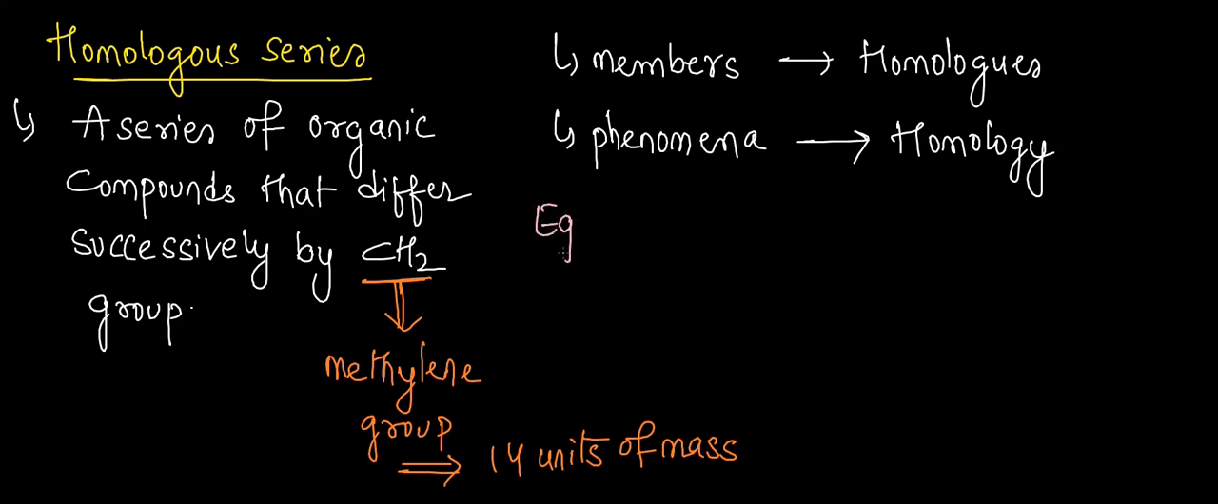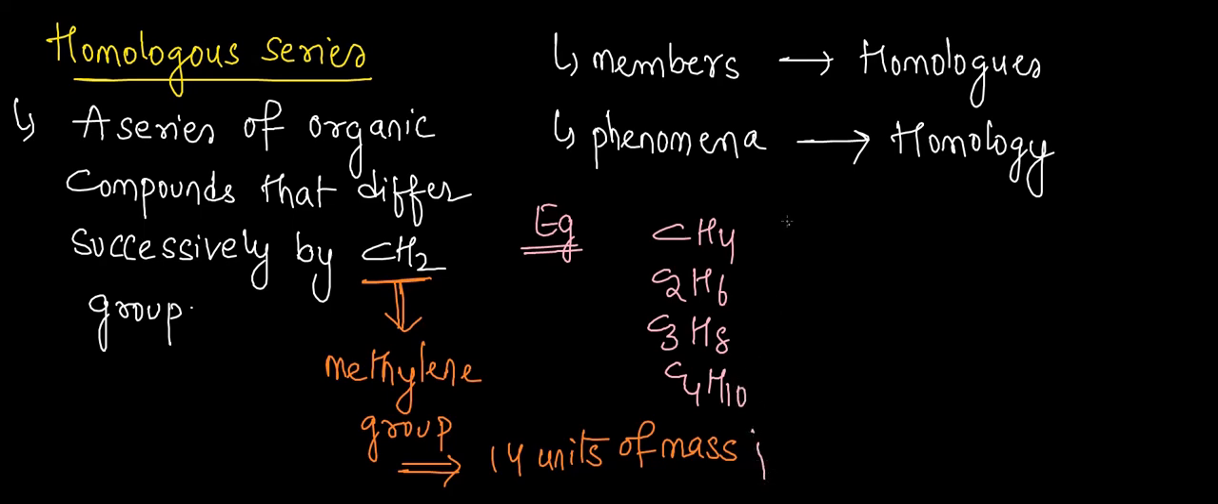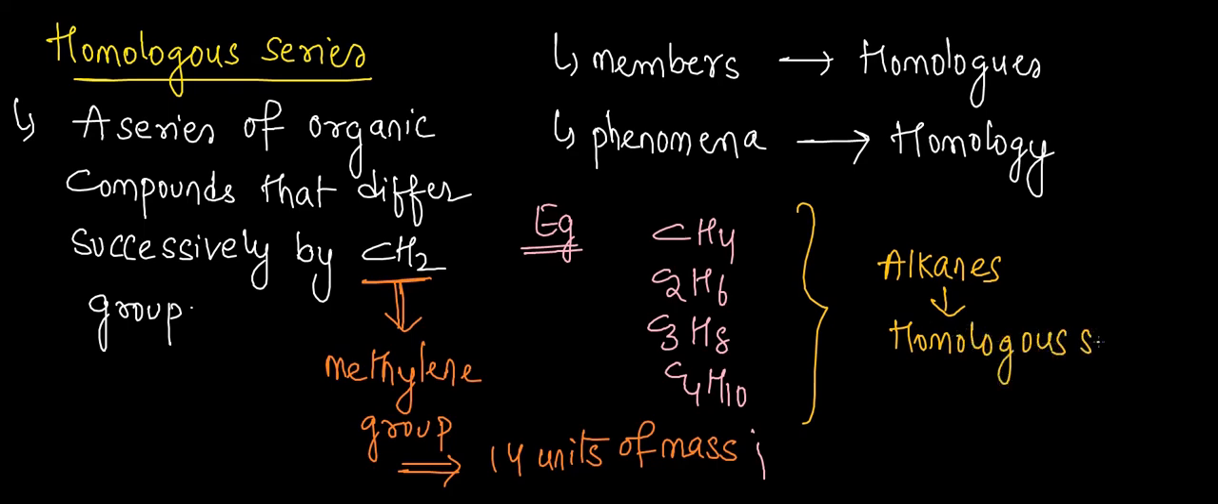As an example, if I take methane, then ethane, propane, butane, pentane, etc. What is this series of compounds called? They are called alkanes, right? Now alkanes is an example of a homologous series, because alkanes is a series of members which differ by CH2 group. Now what do we call the members in this group, that is methane, ethane, propane? These members are called homologues.